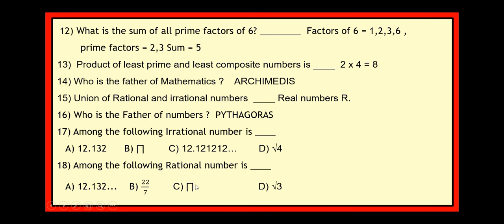And pi is an irrational number. Root 3 value, it is also a non-terminating and non-repeating decimal, it is an irrational number. But 22/7, it is in the form of p by q, therefore it is a rational number. Okay, good. Now look at question number 19.